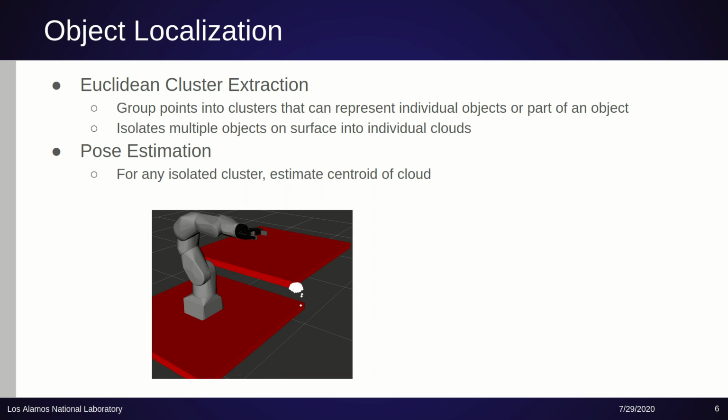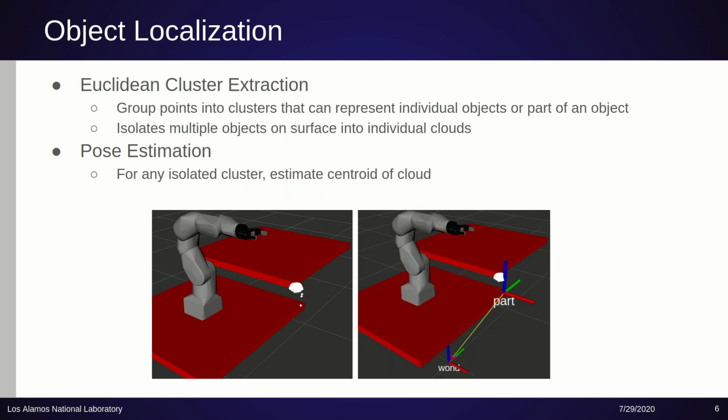At this point, the points for all the objects have been isolated, but the points are not yet associated with just one object. To distinguish the individual objects, Euclidean cluster extraction is used to group points that are close together into separate clusters. This allows us to isolate the points for just one object, as shown in the first picture where the cubes are filtered out, leaving just the cylinder. Finally, using the point cloud for just the object of interest, in this case the cylinder, the centroid of the cloud is estimated, giving the pose of the object.